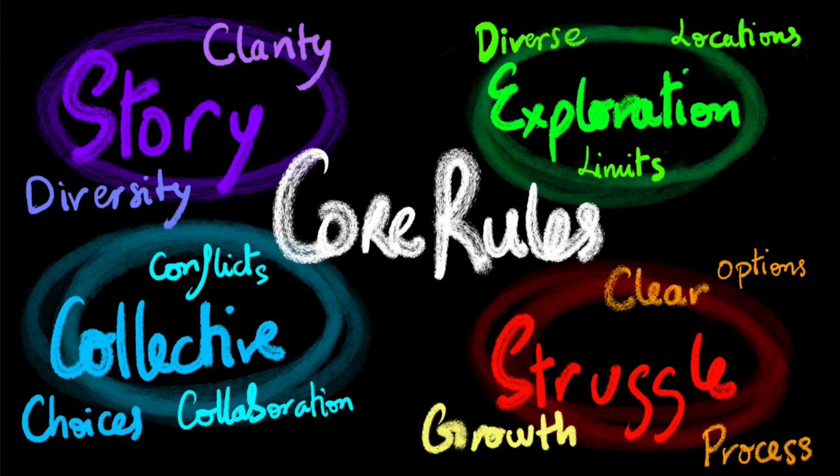When it comes to the collective aspect of the game, games involve characters, and characters evolve together by developing relationships. They can be conflictual, they can be collaborative. All these relationships evolve through choices, which support the story aspect of the game.